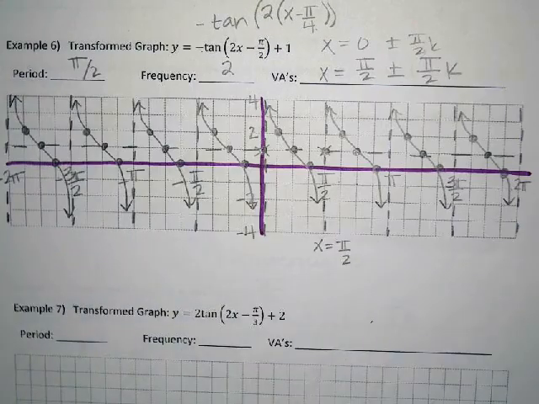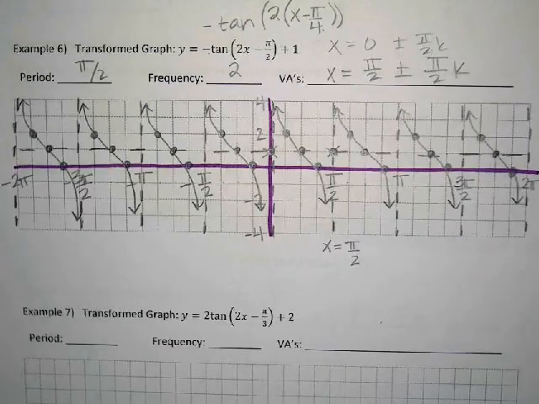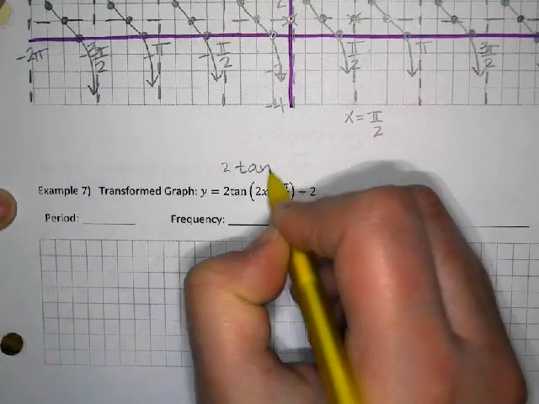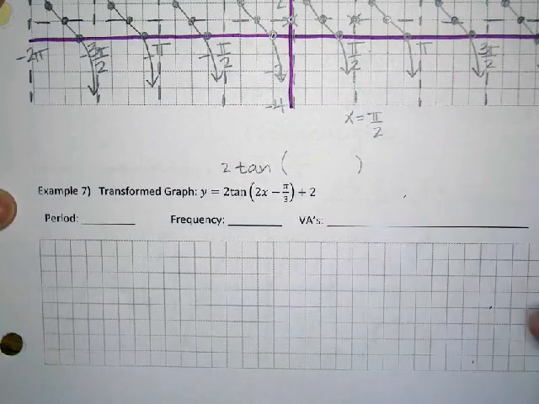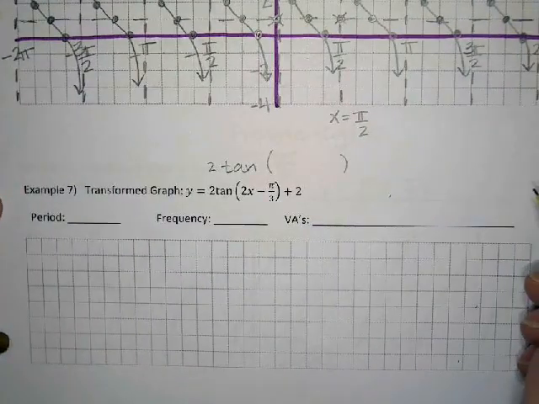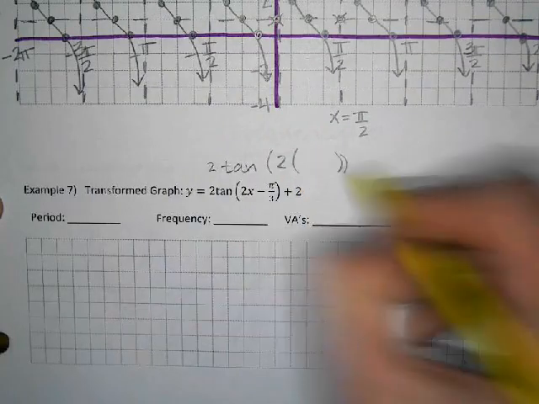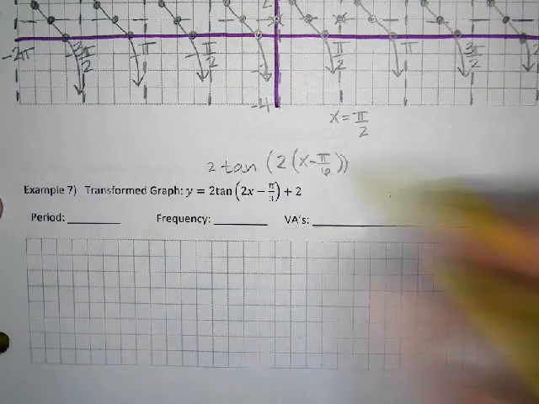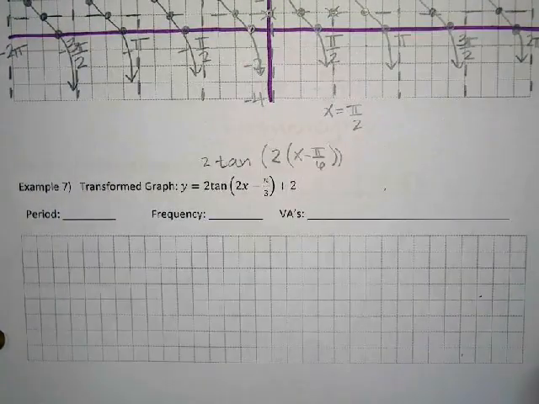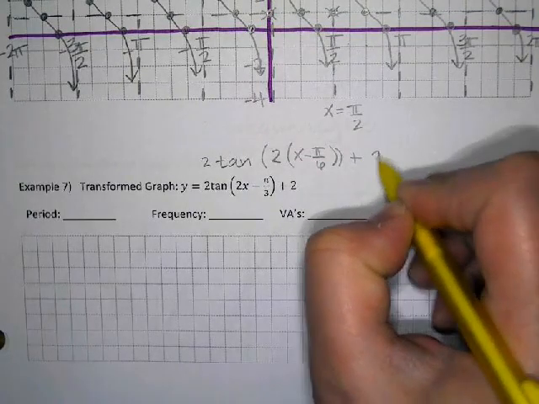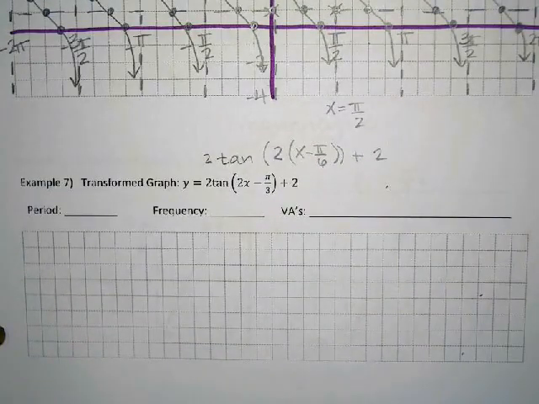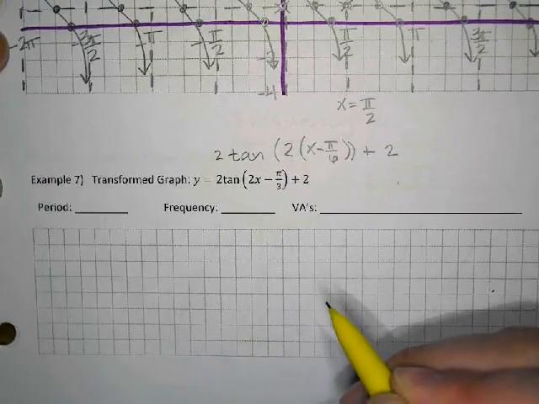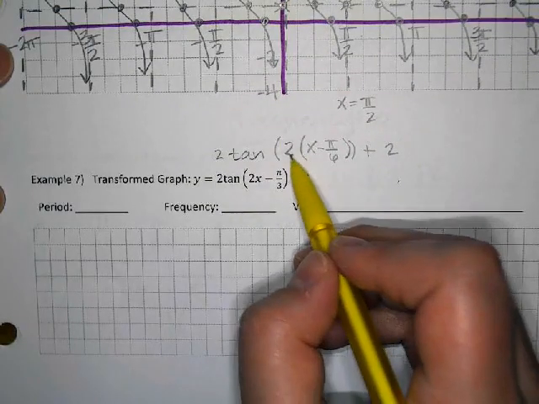So we're going to factor the inside. And what do we get when we factor the inside? Pi over 6, okay. And then what do we have on the end? Plus 2. Okay, so what is the period of the graph? Not pi thirds. Remember, it's always from the 2. So we're not going to use this, we're going to use this. So pi divided by 2, so it's pi halves.